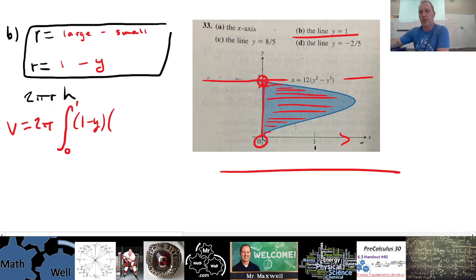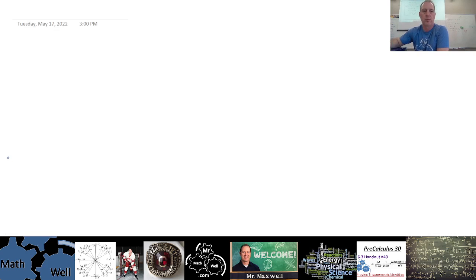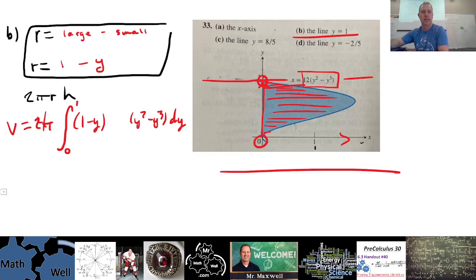And then, of course, the height of each shell just matches the function in terms of y. So 12 times y squared minus y cubed, dy. I would bring that 12 out again. You don't have to, but you can to make this 24 pi and get rid of that 12 in there. And now we're going to multiply these out. So I'll just do this real quick with you.